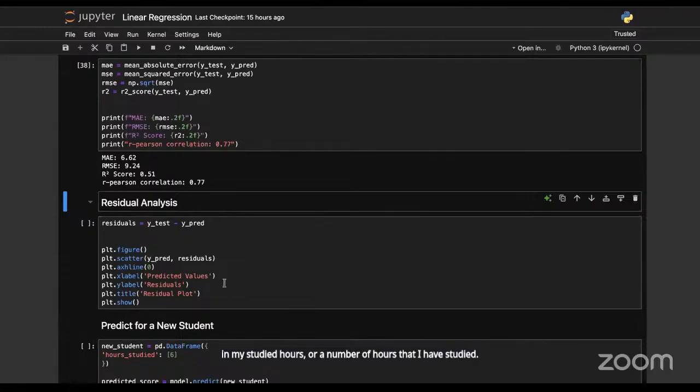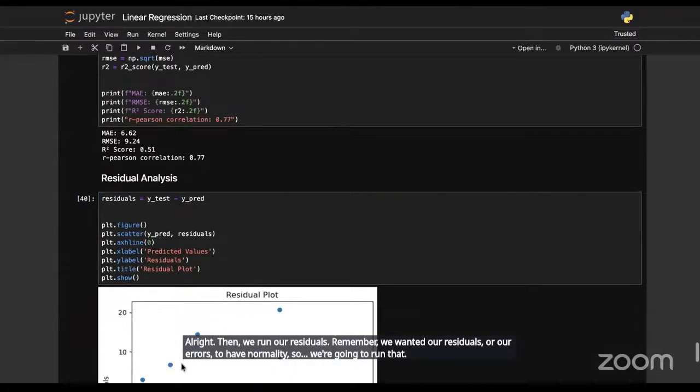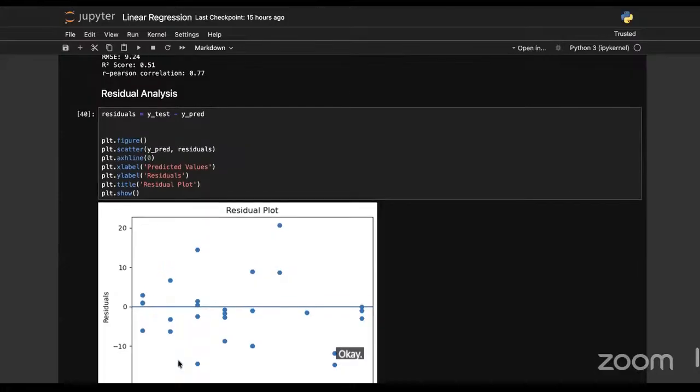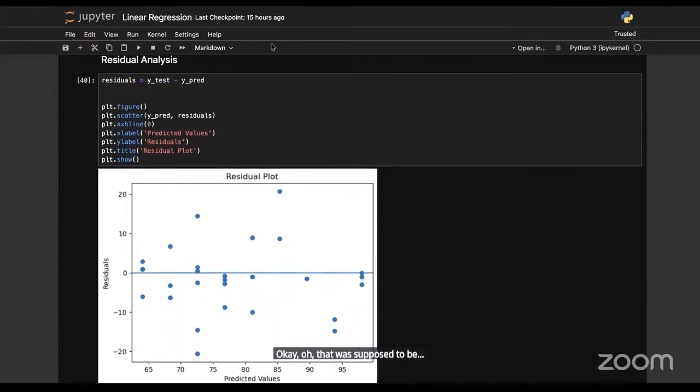All right. Then we run our residuals. Remember, we wanted our residuals or our errors to have normality. So we're going to run that. Okay, the residuals aren't that great. This is basically checking the homoscedasticity.